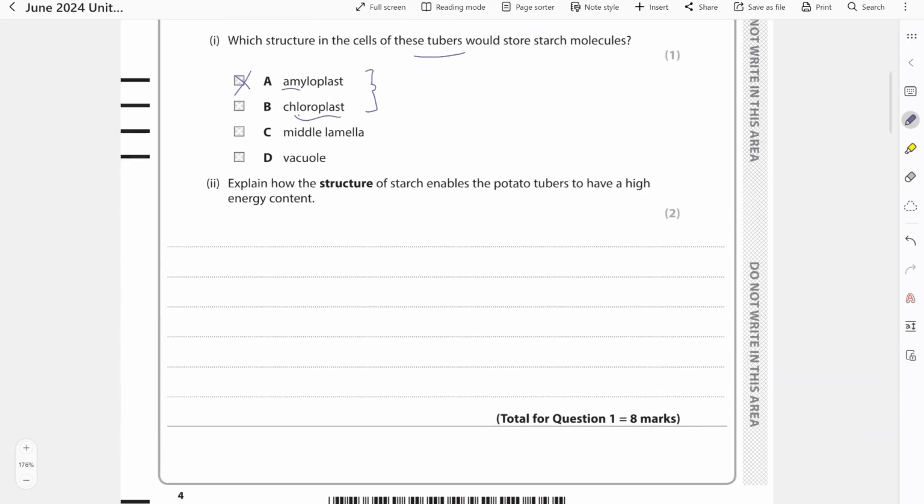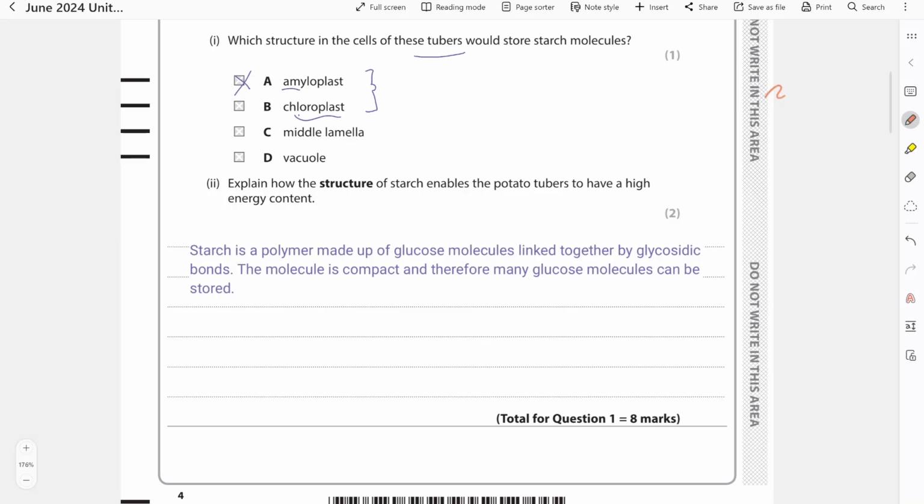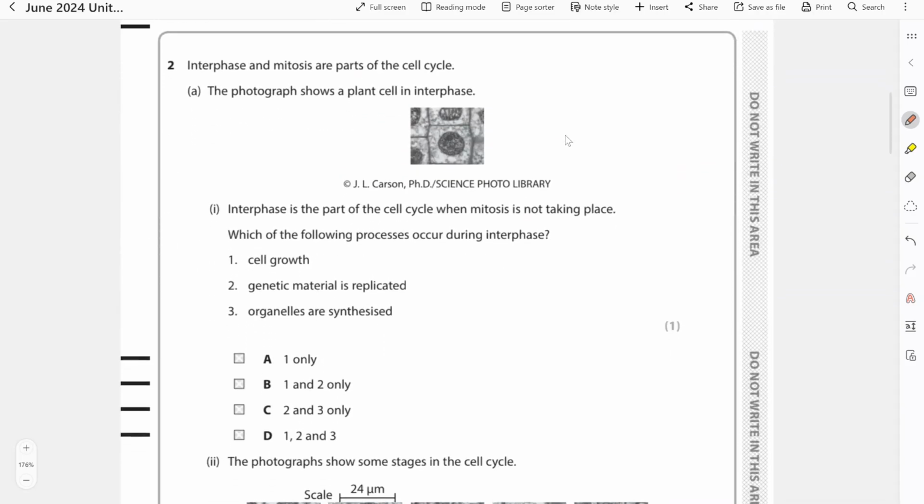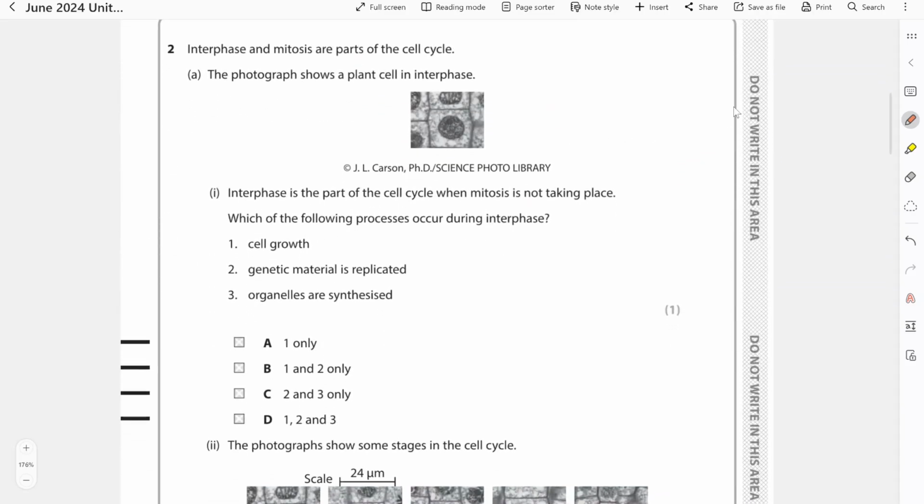Okay. Lastly, explain how the structure of starch enables the potato tubers to have a high energy content. All right, so this is what I wrote. Starch is a polymer of glucose. So that's the first mark. And then lastly, it is compact, therefore a lot of glucose molecules can be stored. Okay, let's move on to question 2.